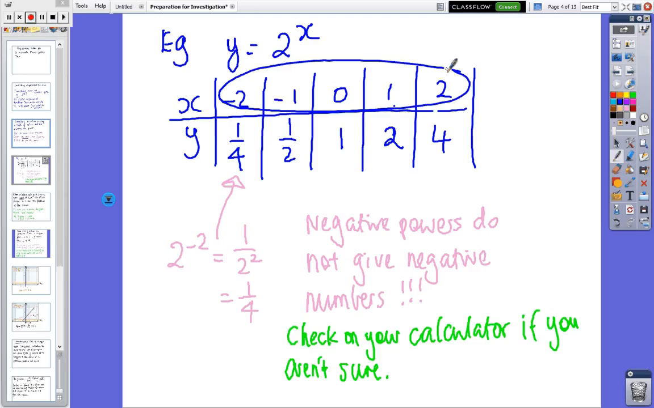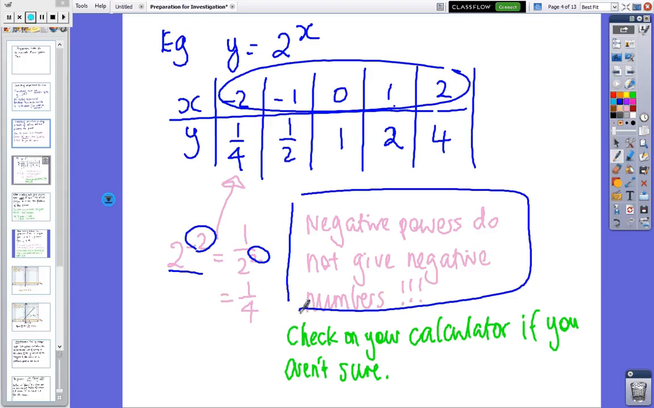Okay, so for the first one, 2 to the minus 2, we have a negative power, so we change it to a positive power on the bottom. And 2 squared is 4, so the answer is a quarter. Okay, so negative powers, this is the important thing, negative powers do not give negative numbers, they give fractions. And if you want to, you can just check these answers on your calculator. 2 to the minus 1 is 0.5, 2 to the 0, anything to the power of 0 is 1, 2 to the power of 1 is 2, and 2 squared is 4. Okay, so that's where that table of values comes from.